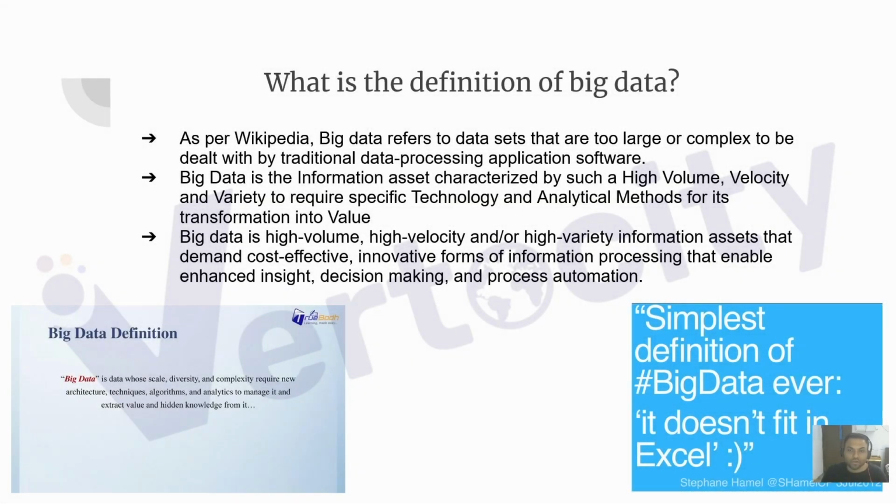So let's look at the definition of big data again. As we have already covered from Wikipedia, big data refers to data sets that are too large or complex to be dealt with by traditional data processing application software such as RDBMSs. The second point: an information asset characterized by high volume, velocity and variety requires specific technology and analytical methods for it.